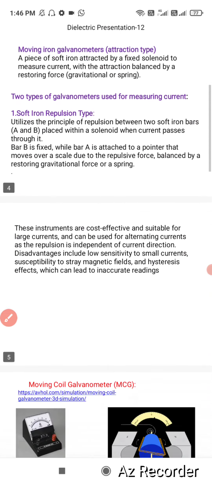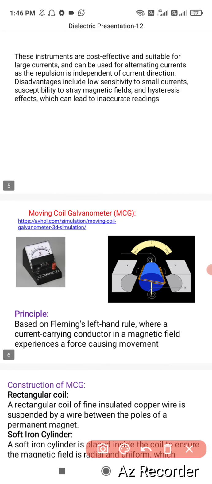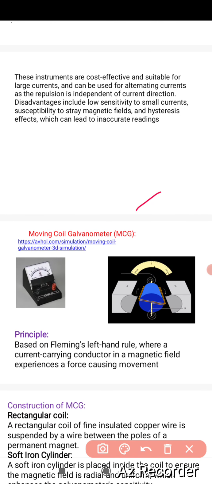So the second type is the moving coil galvanometer. This moving coil galvanometer you have already seen in your lab. Here is the construction diagram. The principle it works on is based on Fleming's left hand rule, where a current carrying conductor in a magnetic field experiences force causing movement.